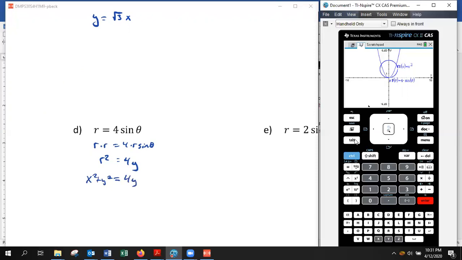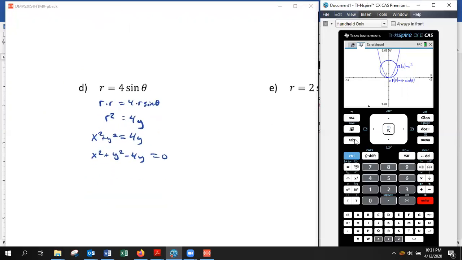4y, and then we could put this into its circular form that we knew about by bringing the 4y over, and now we get to, yay, complete the square. So y squared minus 4y plus 4, if I add 4 to both sides. So now I have this as x squared plus (y minus 2) squared equals 4, which does match up with what I have on the graphing calculator.